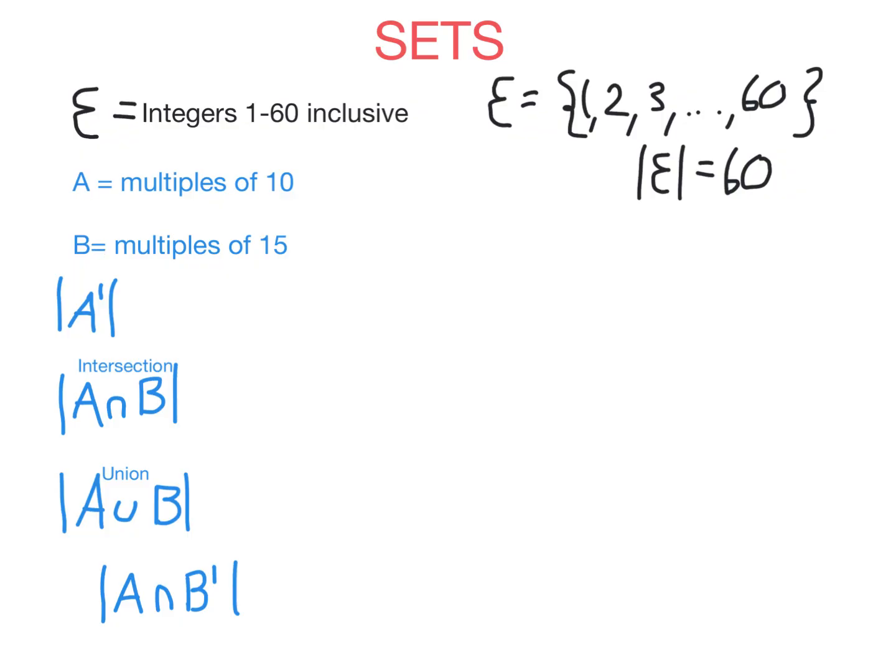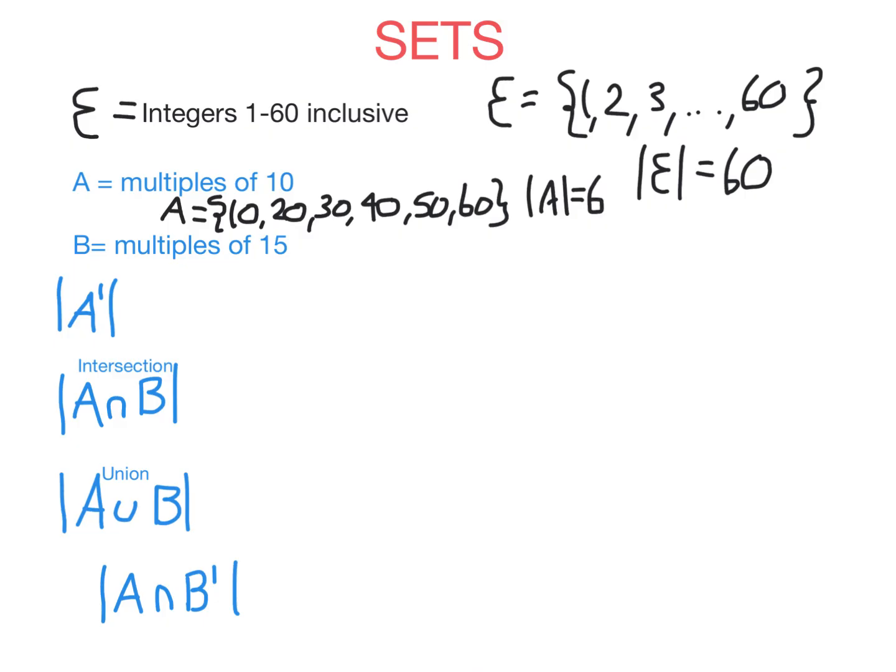So A and B are going to be subsets of epsilon. A is going to be the set of multiples of 10. Now, of course, there are infinitely many multiples of 10, but in this question, we're only considering integers 1 to 60, so I don't need to write that many. So to write set A, again, I need squiggly brackets. I'll only include the multiples of 10 up to and including 60. So 10, 20, 30, 40, 50, and 60. So you can see that A has 6 elements. So we write it like this. Number of elements in A is 6.